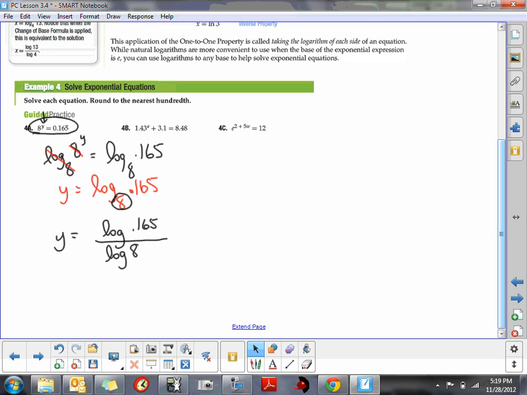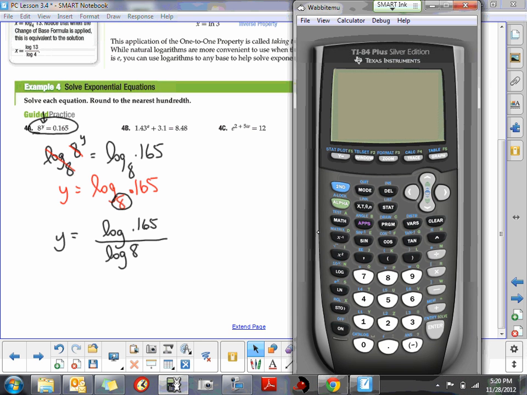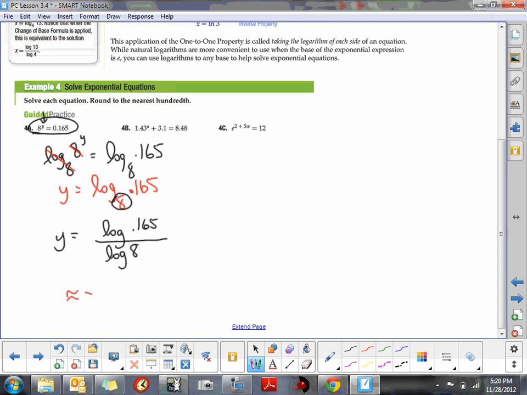And that will help get us our solution, and we were asked to round it to the nearest hundredth, so we simply type in our calculator this expression and round it to the hundredths place. So we take the common log of 0.165 and divide it by the common log of 8, which equals negative 0.87. So this is approximately negative 0.87. Now this is just one of many different ways of doing this.